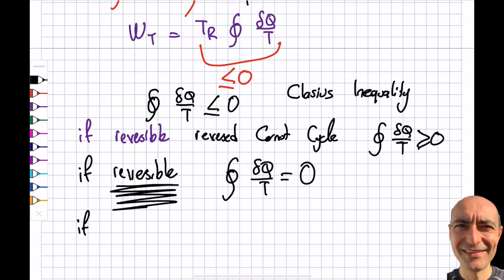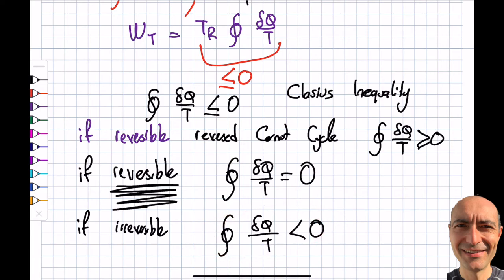If I also want to write irreversible, not reversible, but the regular Carnot cycle, I get this to be less than zero, isn't it? Because the Clausius inequality says that this is supposed to be either zero or less than zero. If it is zero, then it's reversible. If it is irreversible, then this must be less than zero, okay?